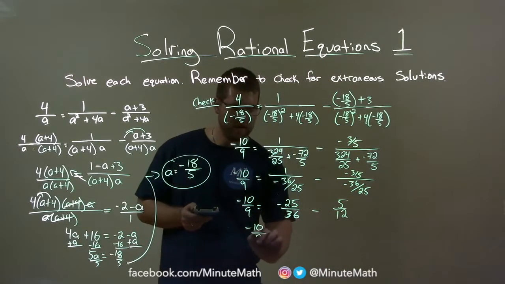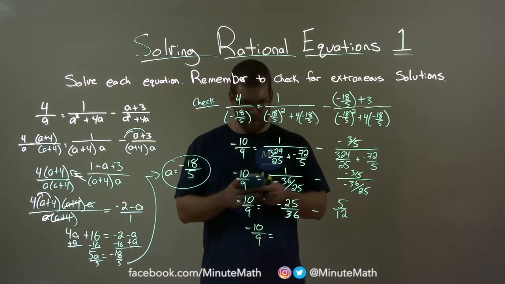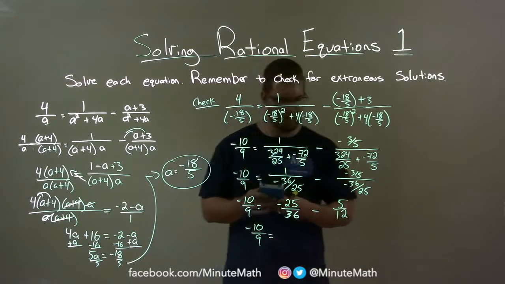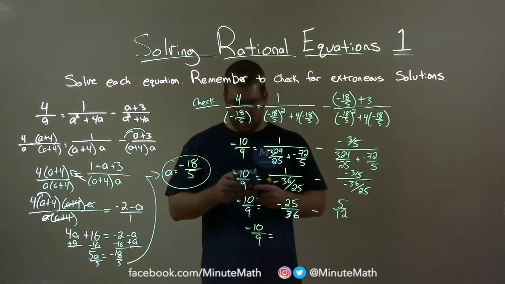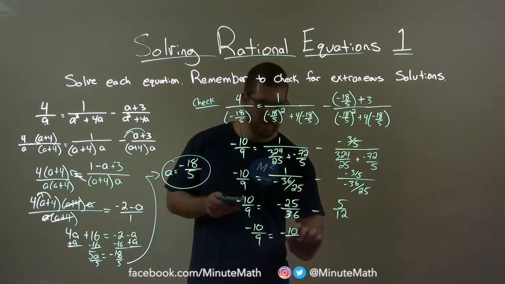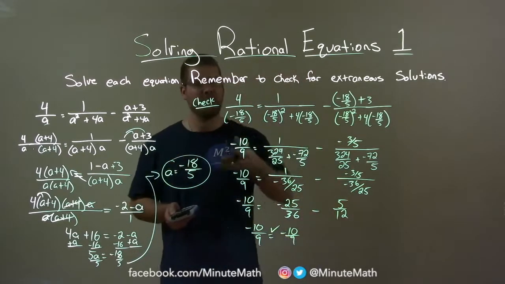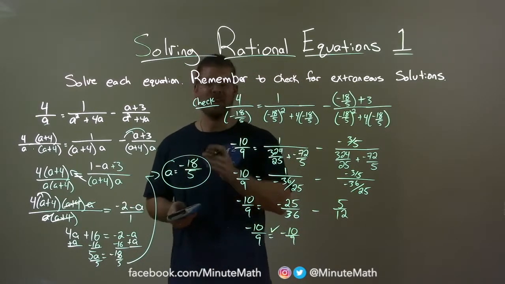Negative 10 over 9 here equals what's negative 25 divided by 36 minus 5 divided by 12. I almost put 2 there. That would throw off my answer here. And as a fraction, we got negative 10 over 9. Left and right hand side were equal, meaning our final answer is just a equals negative 18 over 5.